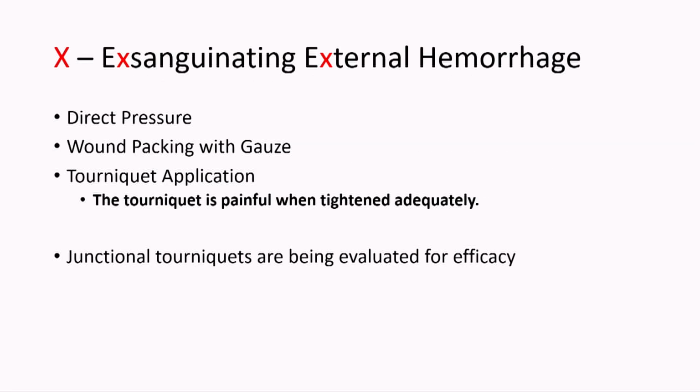So imagine a scenario. There is an exsanguinating external hemorrhage. What will you do? The ATLS guidelines, the new guidelines, say apply direct pressure, yes, then wound packing. Even with wound packing, it is not controlling. Tie a tourniquet. Okay, the tourniquet can be both a normal tourniquet or a junctional tourniquet.